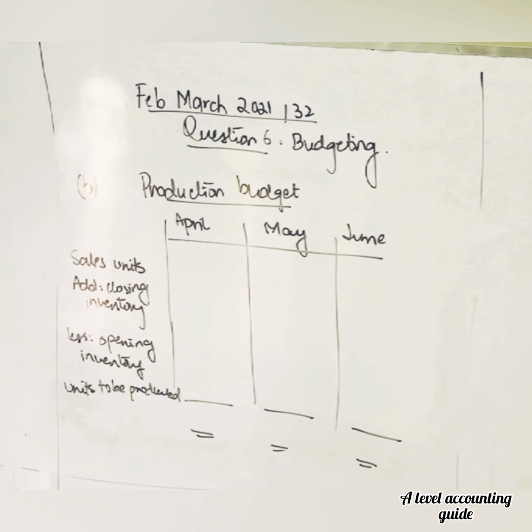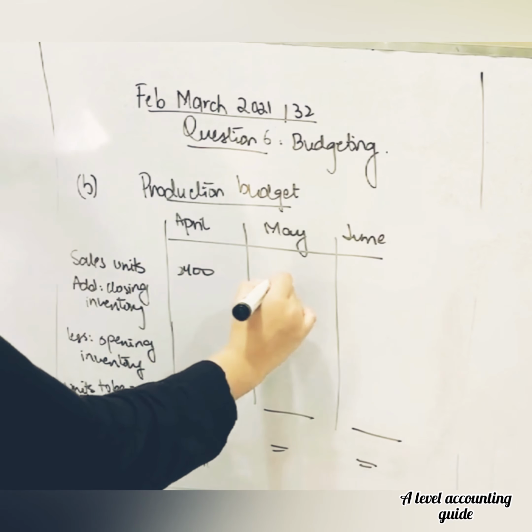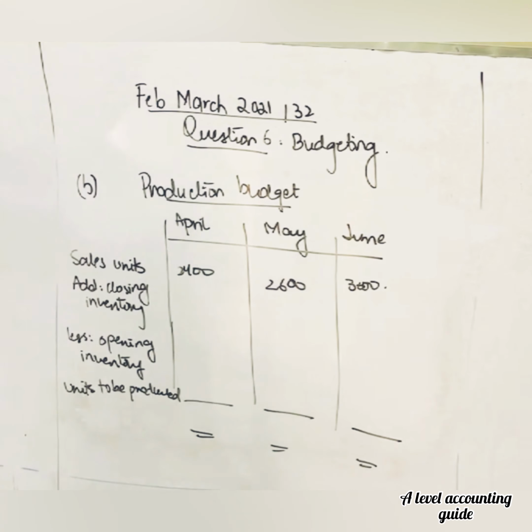Here is a basic format for production budget. So first of all, you list down the sales units, you add closing inventory, you less the opening inventory, and you get to the units produced. So this is basically the simple production budget, and it is asked for each of the months from April to June you're supposed to prepare. So the sales units for April are 2400, for May it is 2600, and it is 3000 for June. Now you're going to add closing inventory.